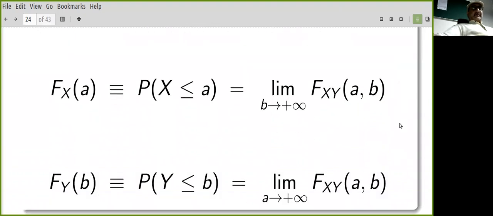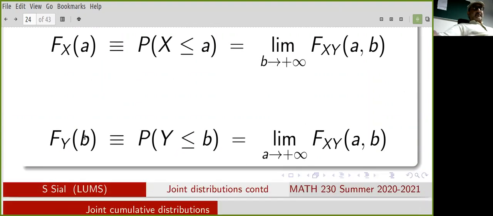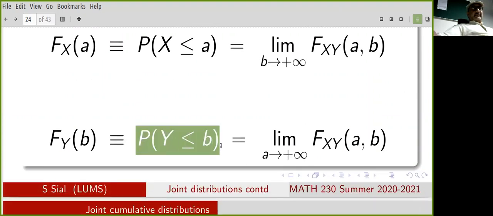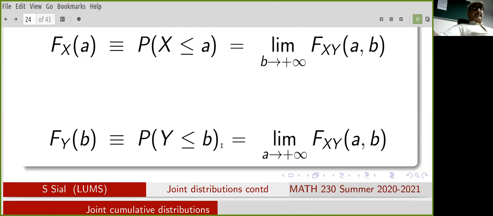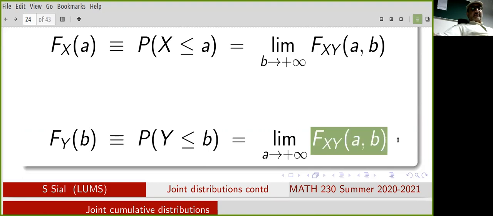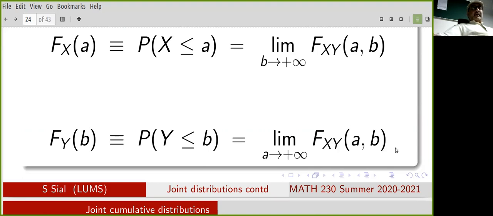Similarly in the continuous case, if you're given the joint CDF F_XY(a,b), if you now let b go to positive infinity, that takes the y part out, and all you're left with is F_X(a). And similarly for F_Y(b), which is by definition the probability that Y is less than or equal to b, if you were already given F_XY(a,b), then you would let a go to positive infinity, and all you would be left with is F_Y(b).